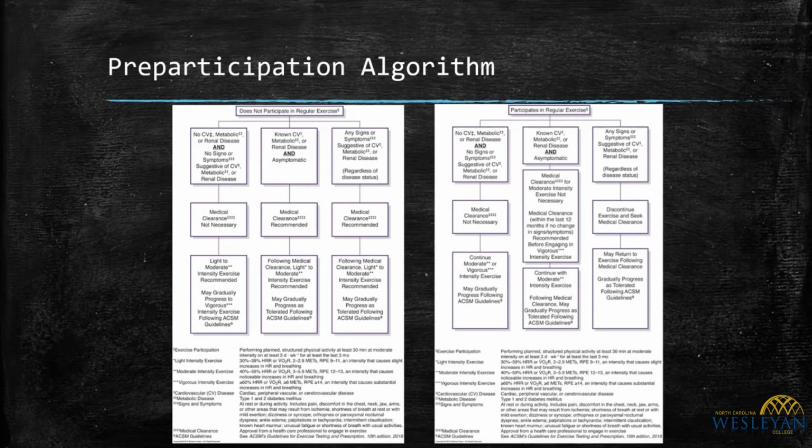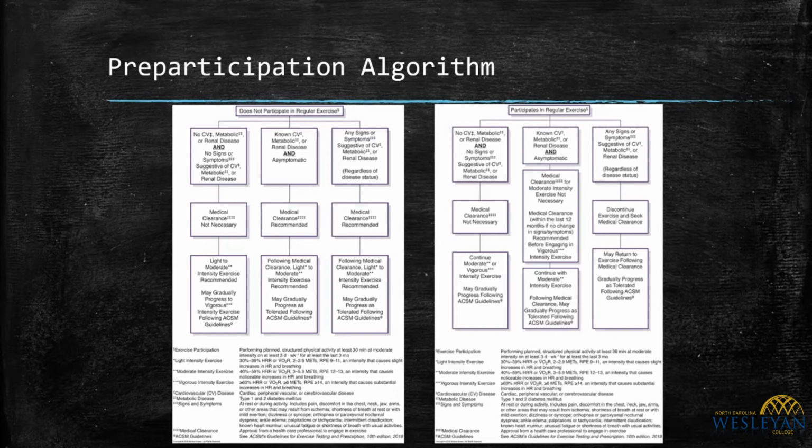Once an individual is classified as someone who does not participate in regular exercise or someone who does participate in regular exercise, the following diagrams are used. Starting with individuals who do not participate in regular exercise: if no cardiovascular, metabolic, or renal diseases, and no signs and symptoms suggestive of cardiovascular, metabolic, or renal diseases are found, no medical clearance is deemed necessary. Light to moderate intensity is recommended, and you can gradually increase to vigorous intensity following the ACSM guidelines.